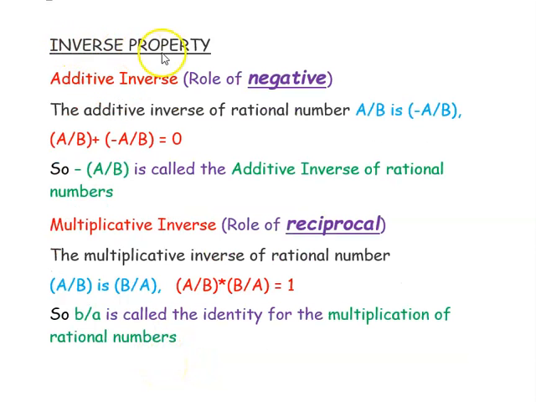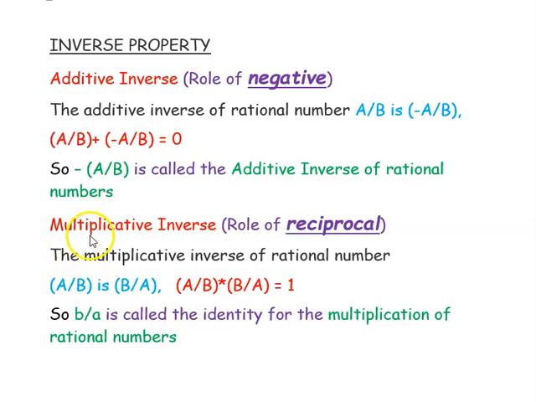The next property is the inverse property. In inverse property also we have two types, additive inverse and multiplicative inverse. In additive inverse, the negative of the rational number plays a major role. The additive inverse of a rational number a by b is the negative of the given rational number, minus a by b. So a by b plus minus a by b equals 0. So the negative of a by b is called the additive inverse of the given rational number.